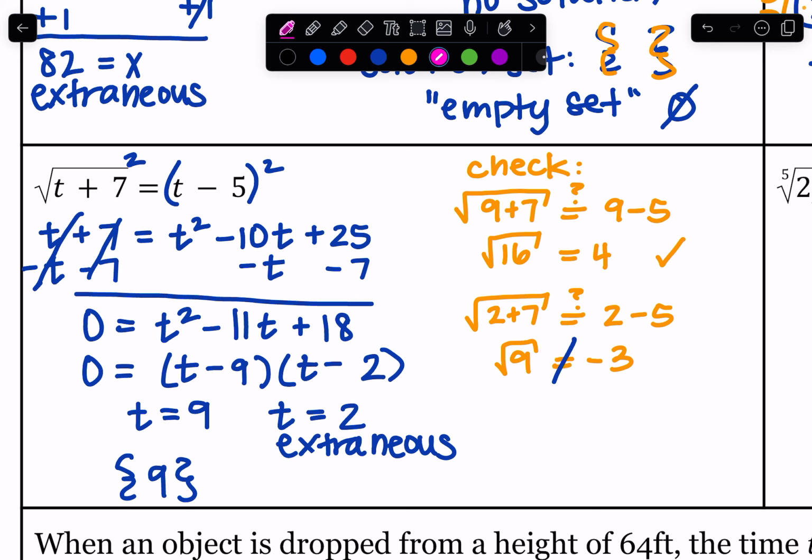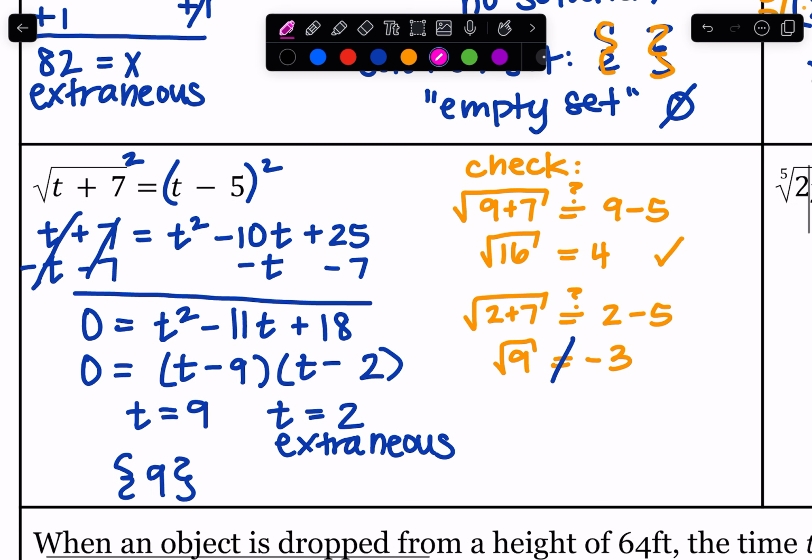Now some of you might get confused because negative 3 squared is 9, but we only do the plus or minus with square roots when we're solving a problem. When we're given a square root, we go with the sign that's here. And here they did not give us a negative, it's a positive 9. So this one is not true.